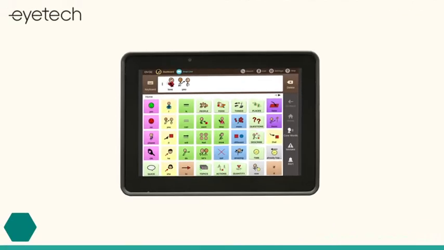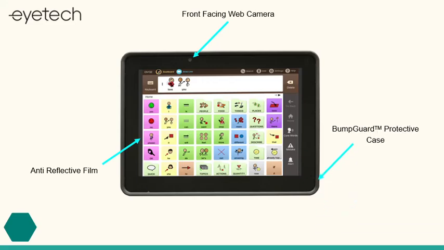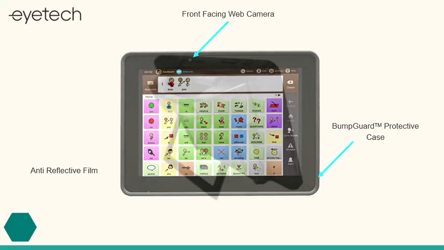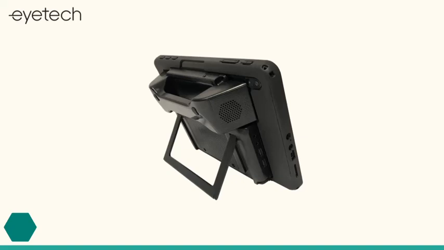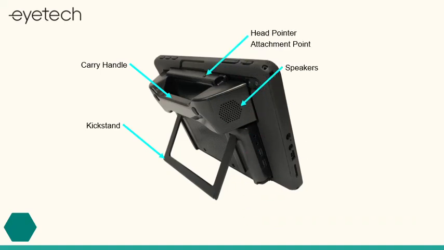On the front end of the device, you'll find an anti-reflective film, a web camera, and a protective case. On the back end, you'll find not only a convenient kickstand to prop up the device, but also a handle for ease of carrying, extra speakers for enhanced amplification, a head pointer attachment point, and both USB and switch ports.